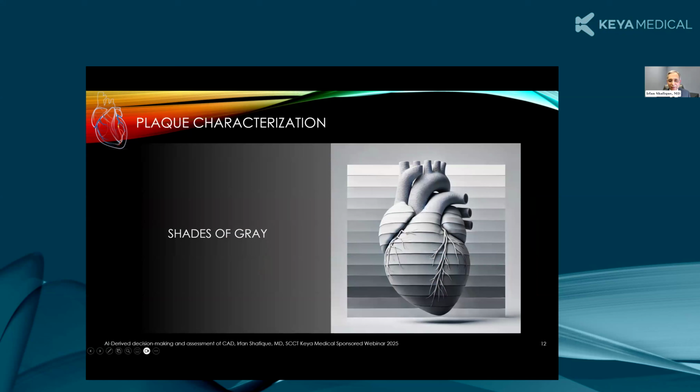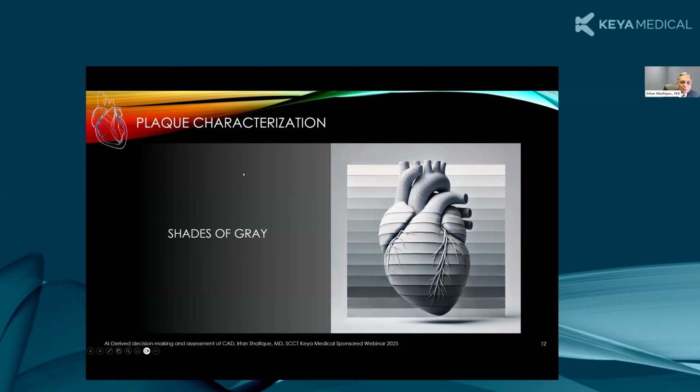So in plaque characterization, as you know, plaque has a whole range of shades of gray, from low attenuation fat all the way to calcified plaques. These shades of gray are almost 200 shades of gray actually, which AI can see, but the human eye can only see 40 or fewer shades of gray. And now I know some of you are thinking that your eyes have seen 50 shades of gray. I understand that too, and I have seen that too. But we're talking about AI, which can see a lot more here.